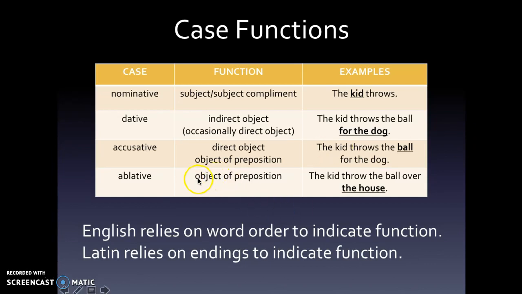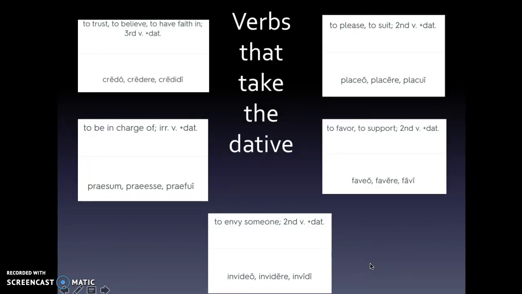The ablative. For right now, the ablative is just the object of a preposition. So the kid throws the ball over the house. Over is our preposition. The house would be the object of the preposition. So over the house would be a prepositional phrase with the ablative as the object of the preposition. It is very important to remember that English relies on word order to indicate function. Latin relies on endings to indicate function.